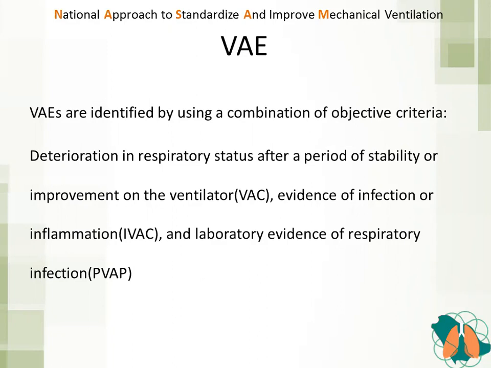The second part will be evidence of infection or inflammation, what we call infectious ventilator-associated condition or inflammatory ventilator-associated condition. The third part will be laboratory evidence of respiratory infection, what we call possible ventilator-associated pneumonia.